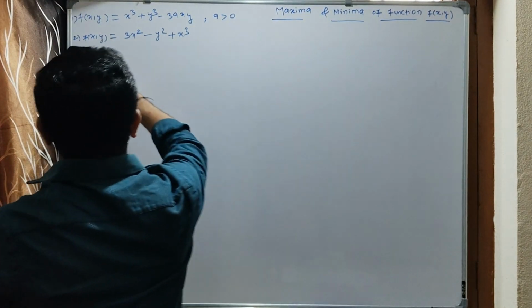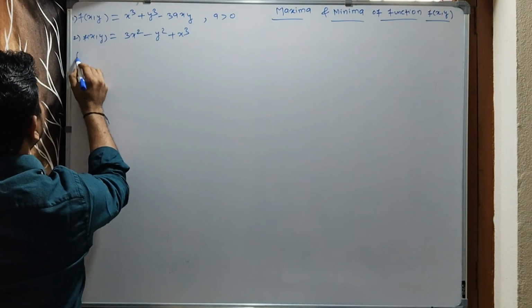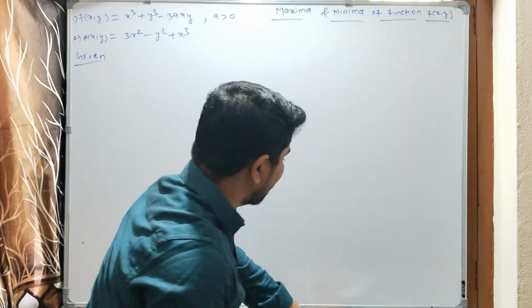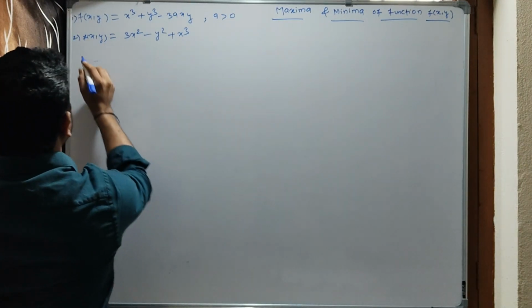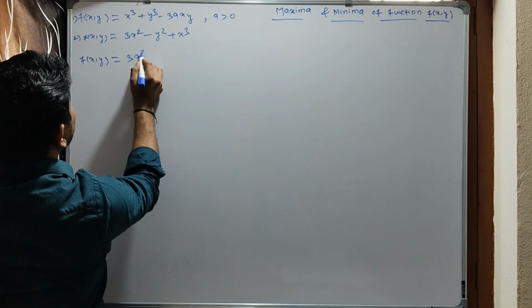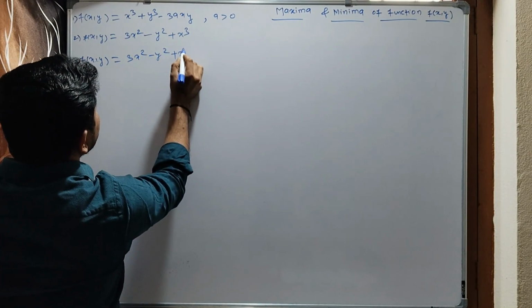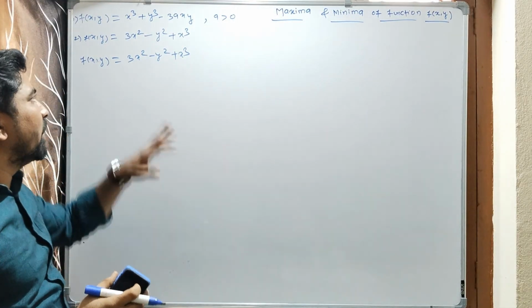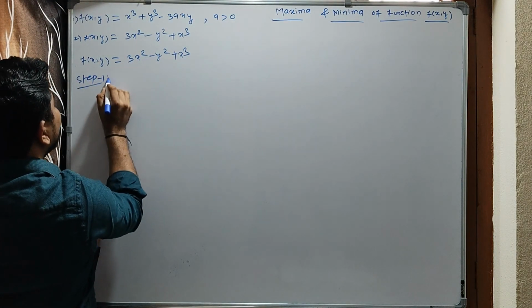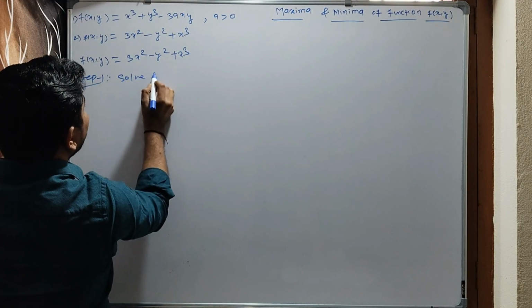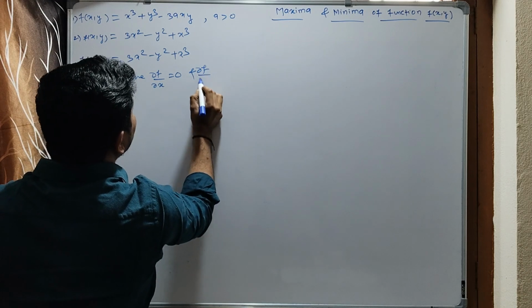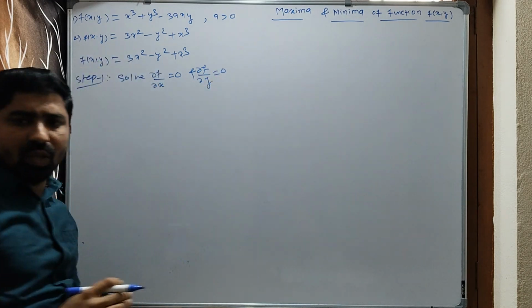So here I will start writing. Now given information: f(x, y) equals 3x square minus y square plus x cube. Now I want to discuss the maxima and minima. So here the first step is to solve dou f by dou x equal to 0 and dou f by dou y equal to 0.